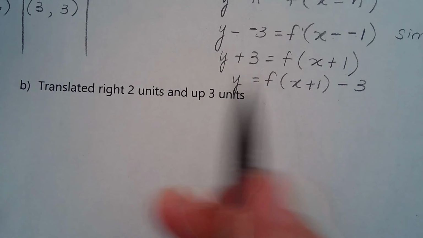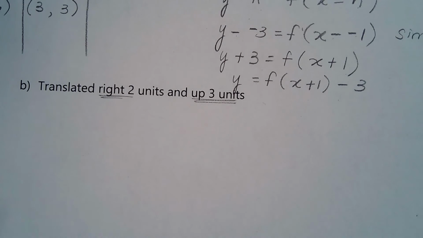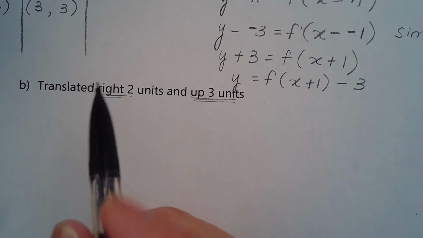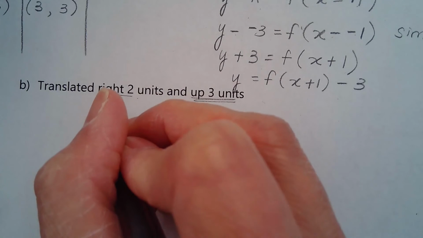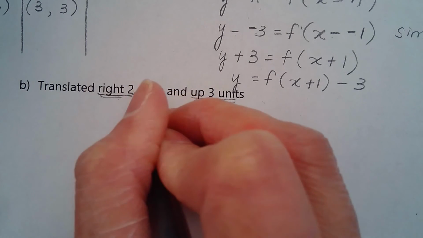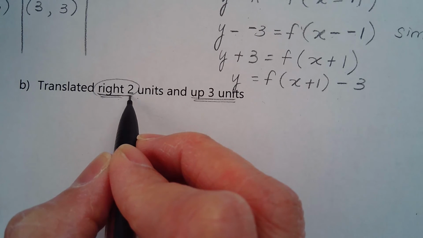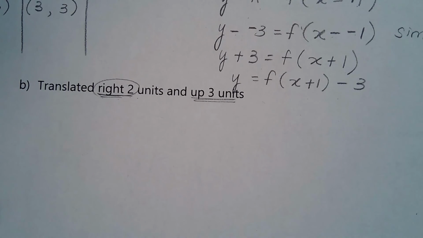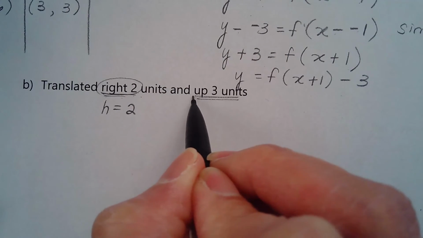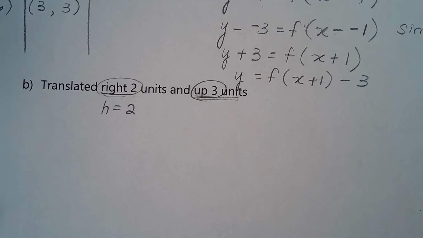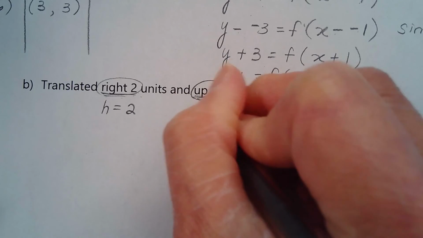Okay, let's see. This is our last example on this page. We're going to go back to the book. We'll see how it goes. We're going to go to the right 2. So what does that mean? 2x plus 2. Okay, no, hold on. Don't write 2. Don't jump to the equation. H equals 2. Yeah, H equals positive 2. Up 3. K equals positive 3. Okay?